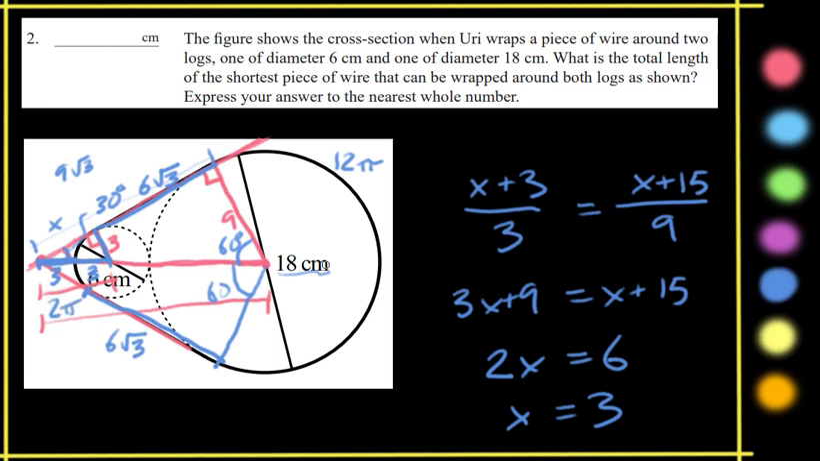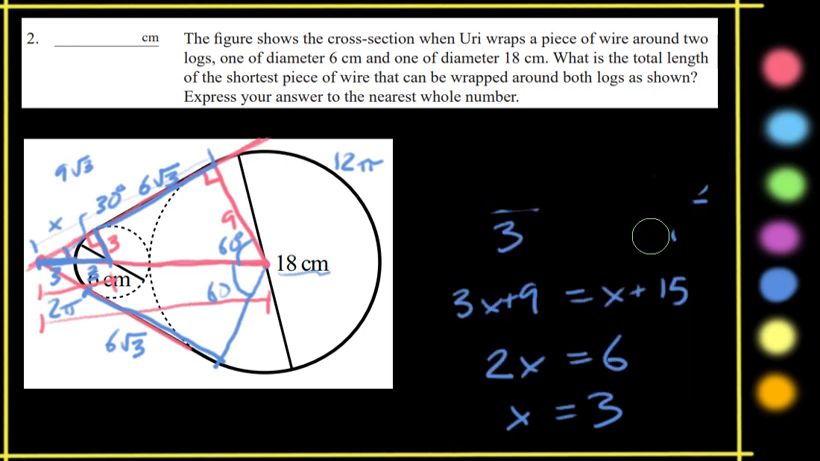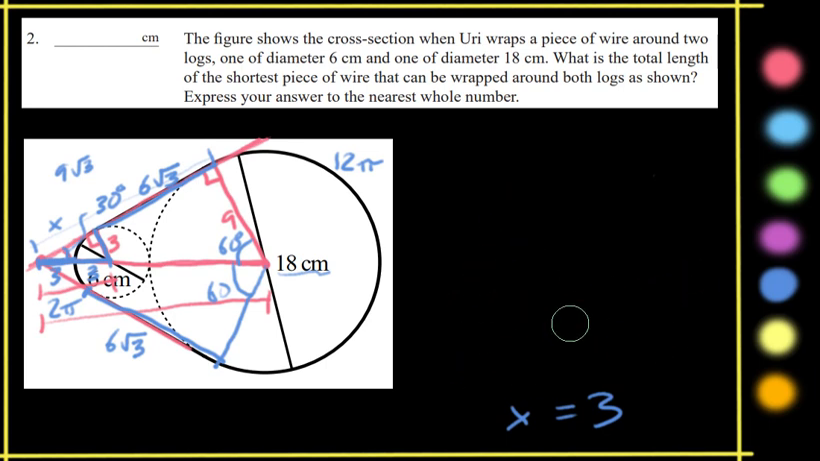So we just need to add those all up. Let's see if we can just write it out here real quick. So we're going to have 12 pi from this bit here, plus 12√3 from the 2 straight bits here and here, and then we have 2 pi, if I did that right.